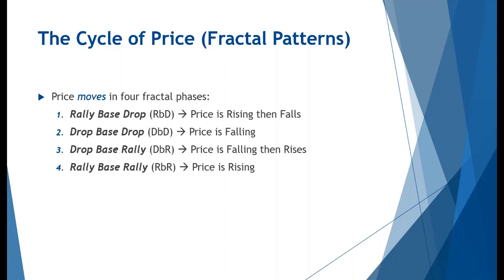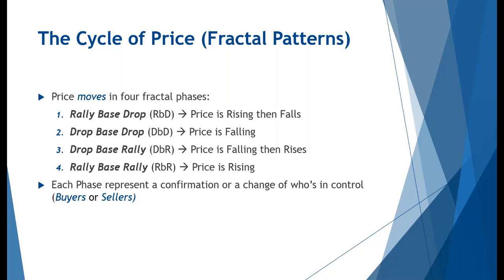And those 4 phases are a rally-based drop. That's where price is rising and then falls. A drop-based drop, that's where price is falling. A drop-based rally, that's where price is falling then rises. And then a rally-based rally, that is where price is rising.